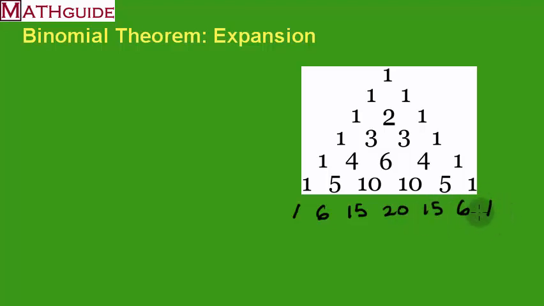So numbers on the right side appear just as they are on the left side, except they're mirror images of each other. Okay, let's do one more row. So 1, well actually 1's on the outside. Add 1 and 6. Add 6 and 15. Add 15 and 20.